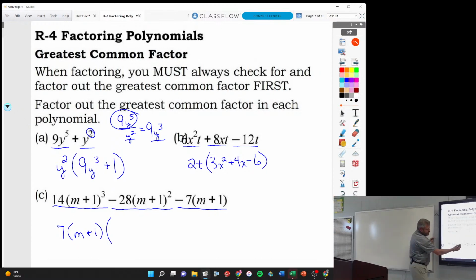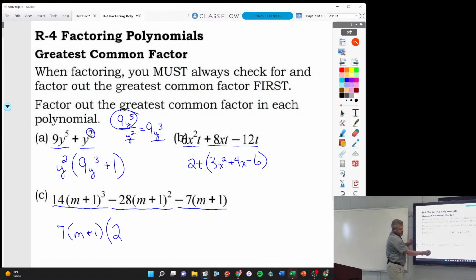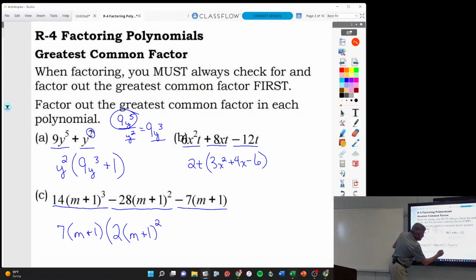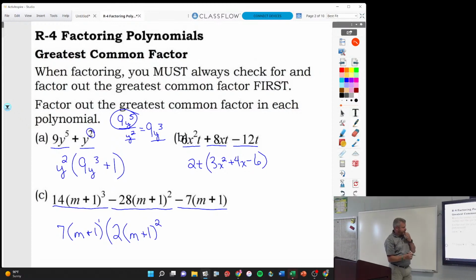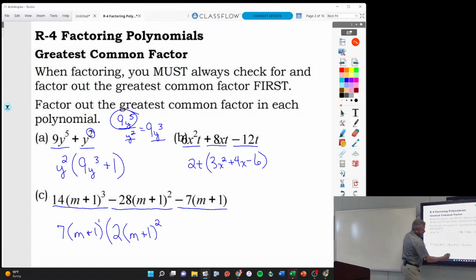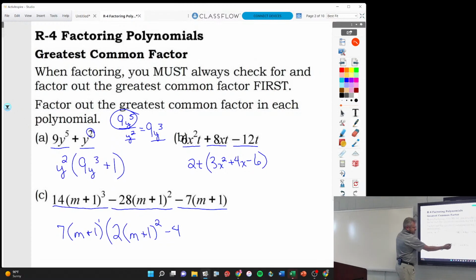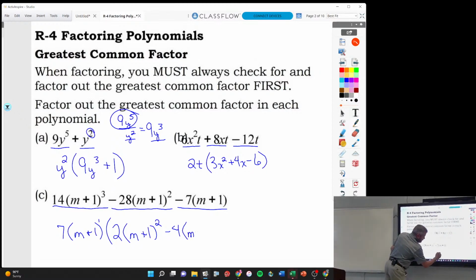So if I was to multiply that first term by 7 times m plus 1, 14 divided by 7 is 2. M plus 1 cubed divided by m plus 1 is going to be m plus 1 squared, because 3 minus this exponent of 1, 3 minus 1 is 2. So that's the first term. Second term, 7 times what is negative 28? Well, that would be a minus 4. M plus 1 squared divided by m plus 1. One of the m plus 1's cancels. 2 minus 1 is 1. So I am still left with an m plus 1.